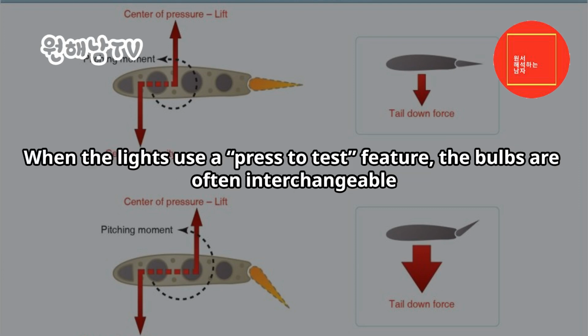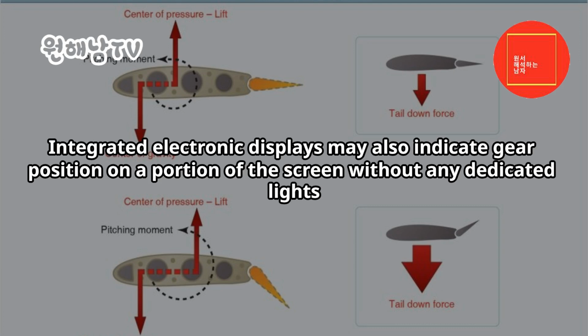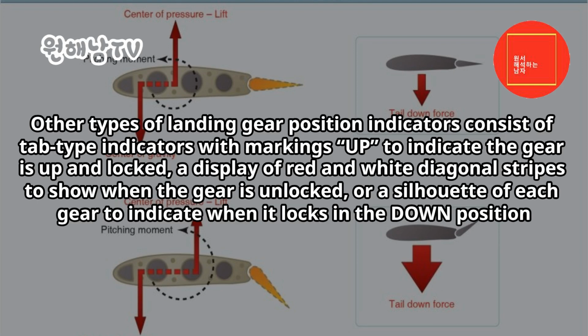When the lights use a press-to-test feature, the bulbs are often interchangeable. Integrated electronic displays may also indicate gear position on a portion of the screen without any dedicated lights. Other types of landing gear position indicators consist of tab-type indicators with markings up to indicate the gear is up and locked, a display of red and white diagonal stripes to show when the gear is unlocked, or a silhouette of each gear to indicate when it locks in the down position.